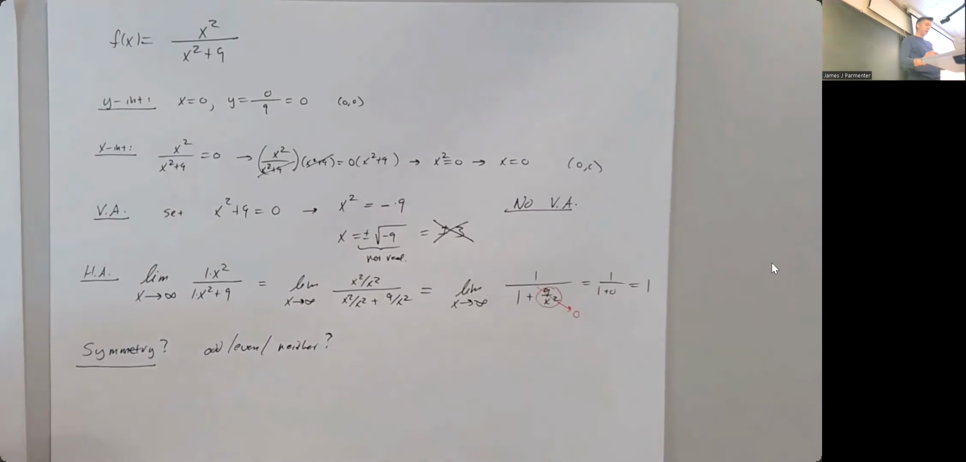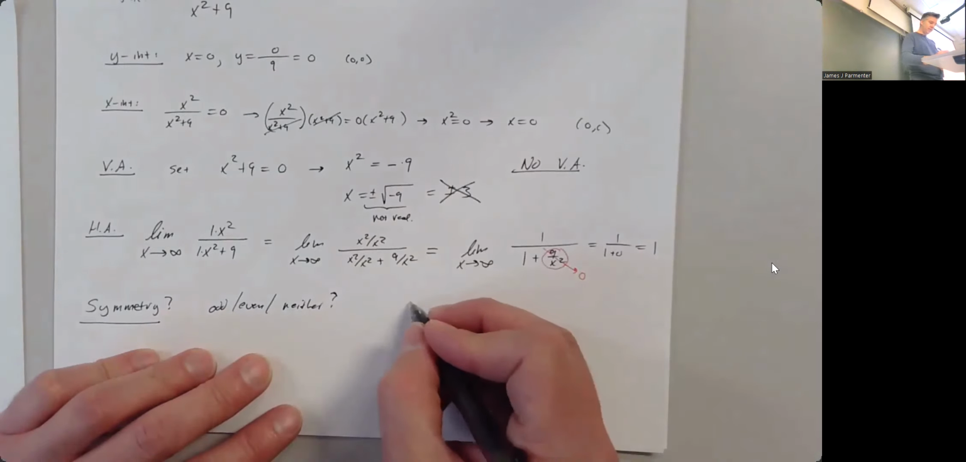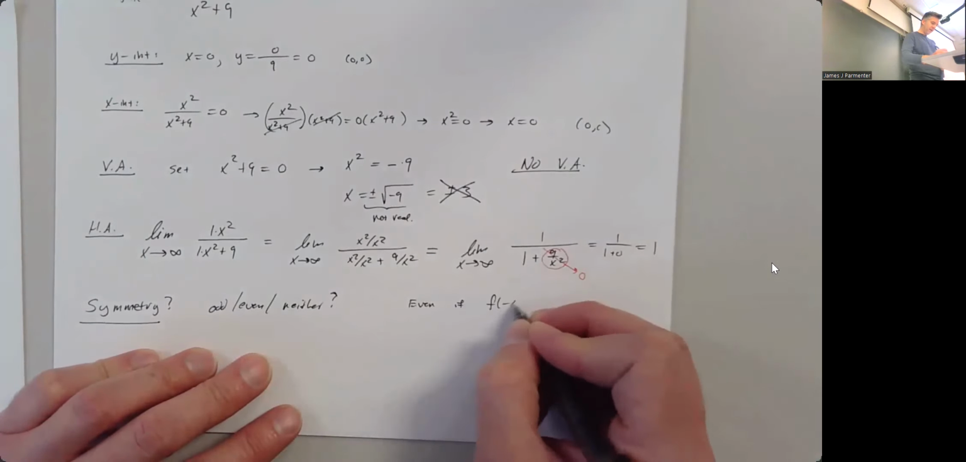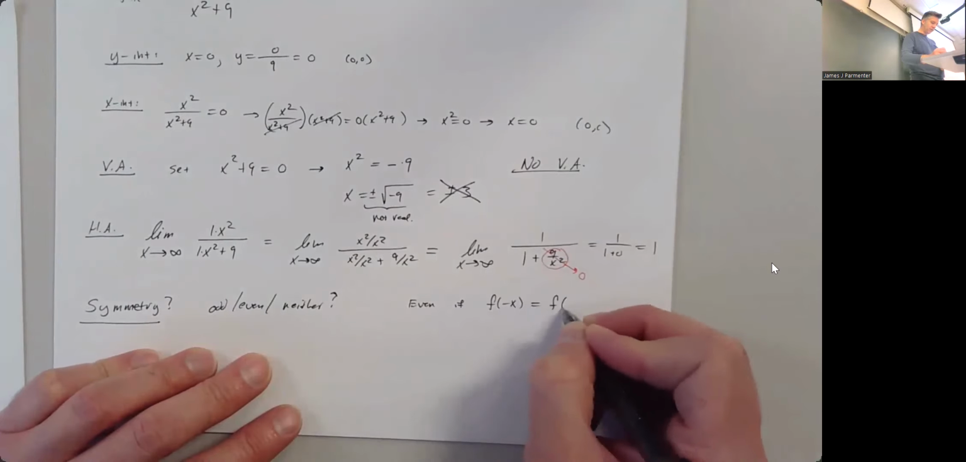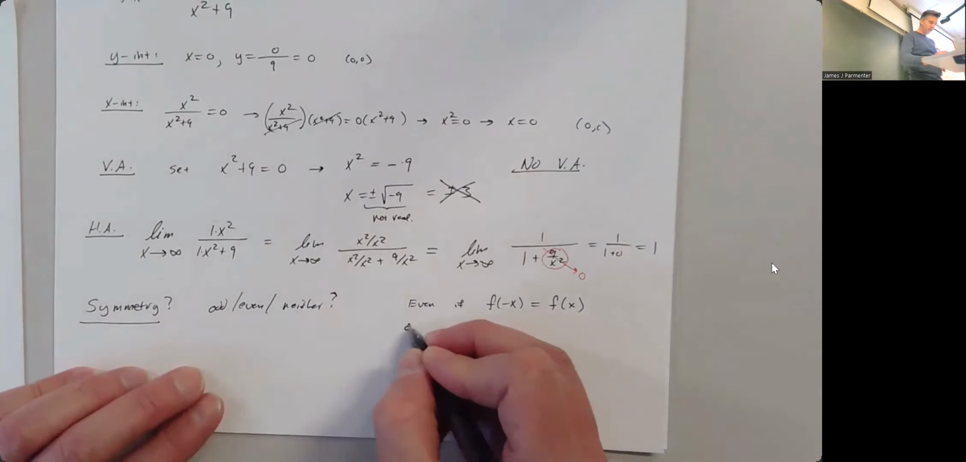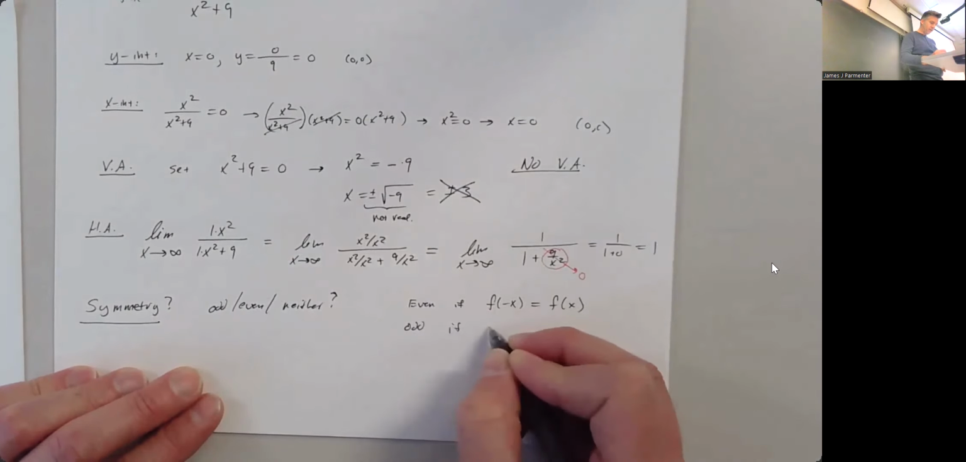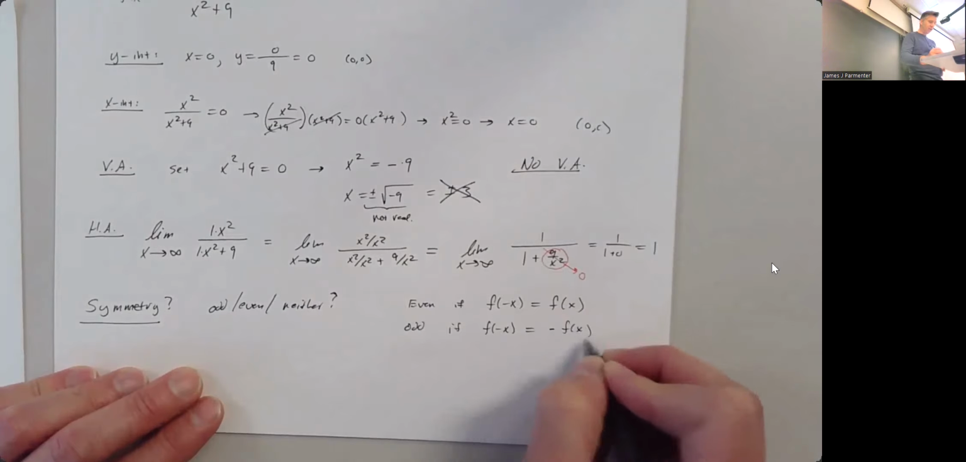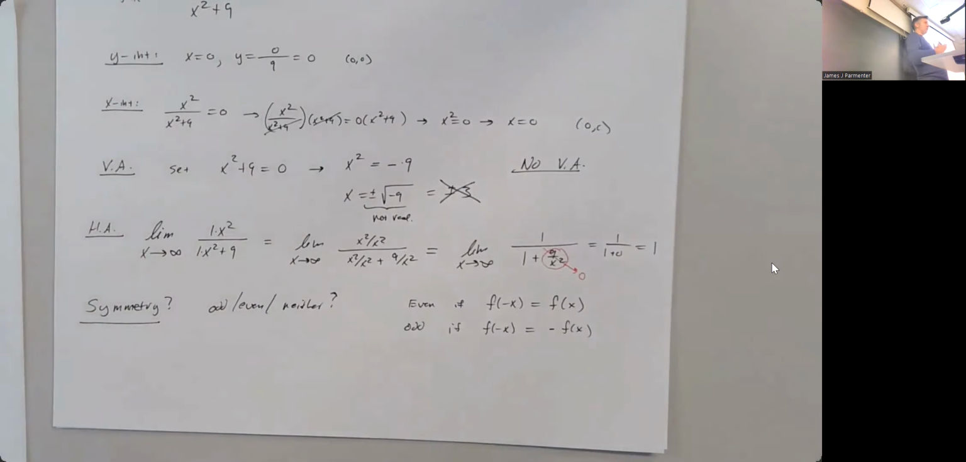And here's how you check. A function is even if f of negative x ends up equaling the original function you started with. So you plug in negative x for all your x's, and then you simplify and you see if you get the same thing you started with. And a function is odd if f of negative x is equal to negative f of x. So you do the same thing as if it's even, you plug in negative x, and then you see if it's equal to the negative of the original thing you started with.